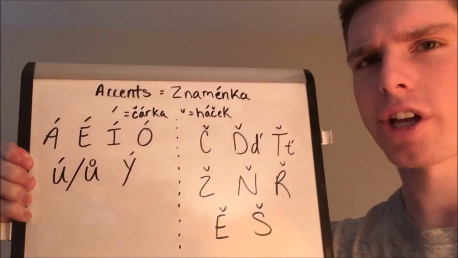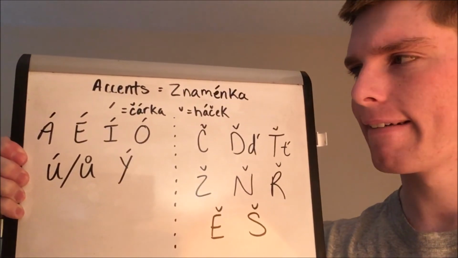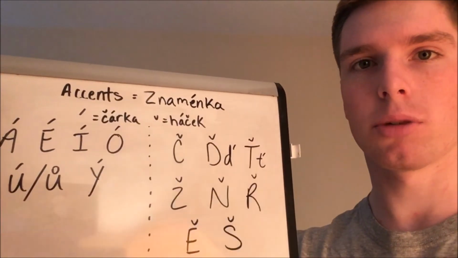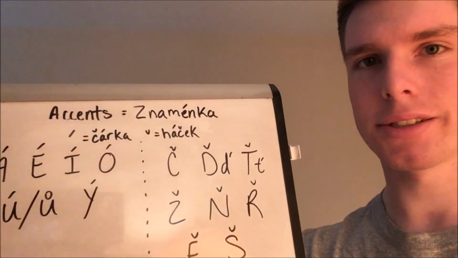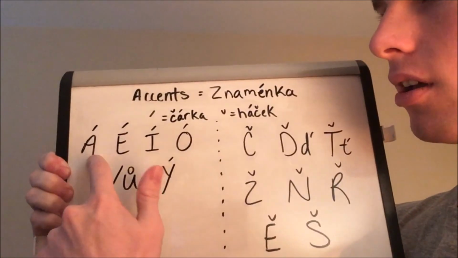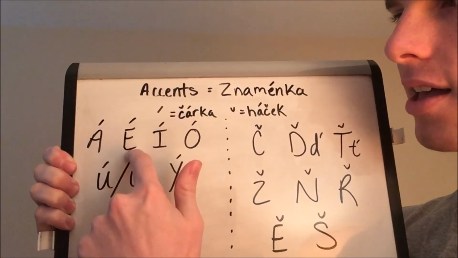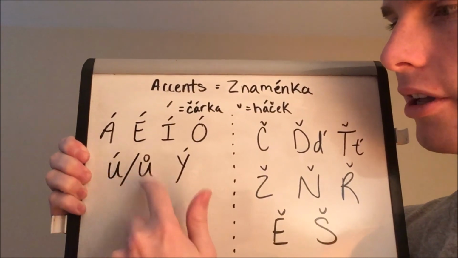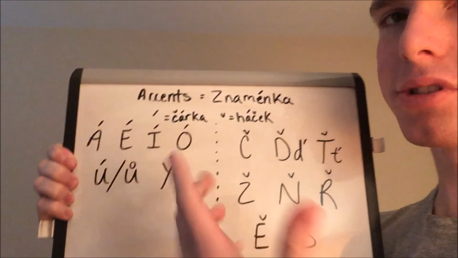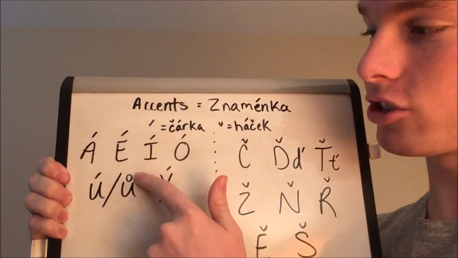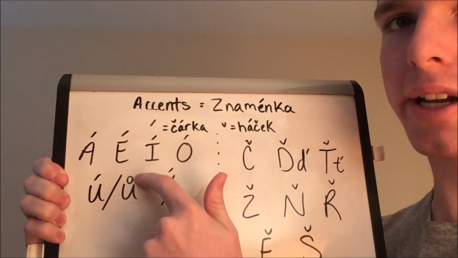Čárka doesn't really change much of the sound. It makes the sound a little bit longer, but otherwise that's just about it. So these are still a, e, o, u. This U is the only one that gets the third accent, and I forget the Czech name, but it's basically just a little ring.